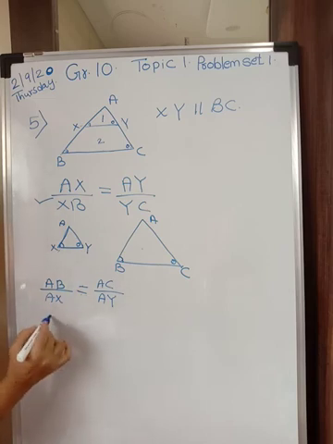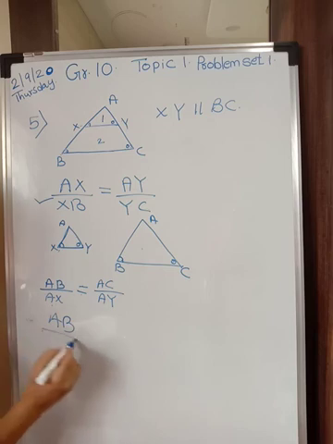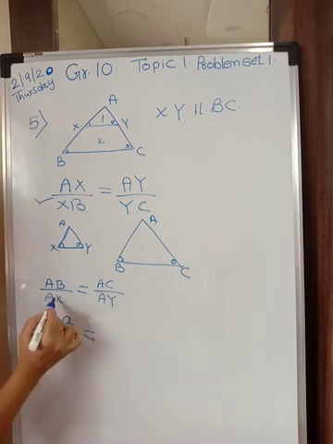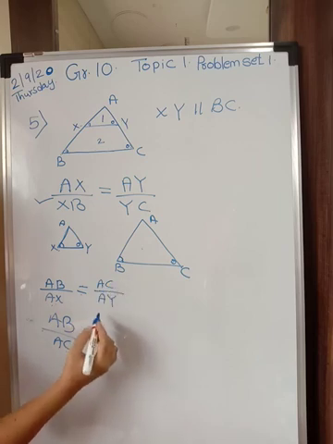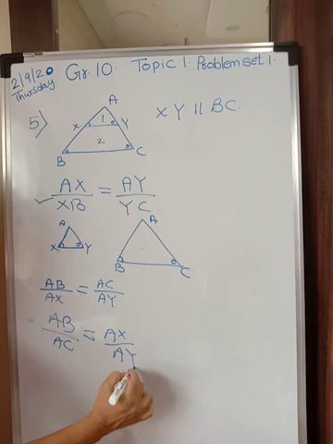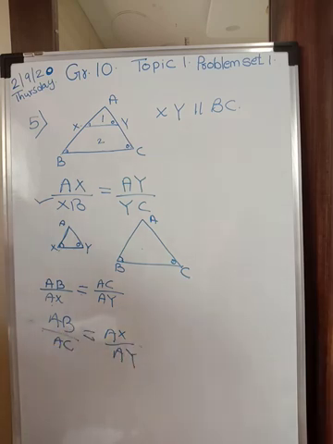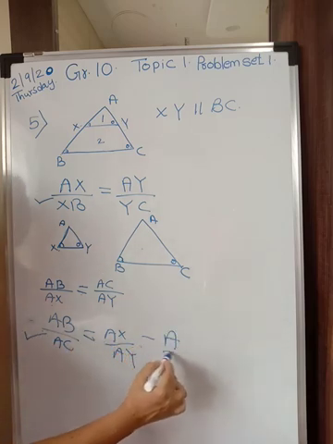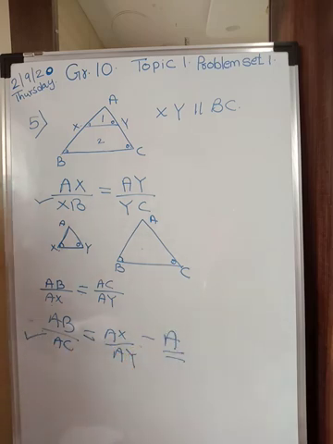Now you rearrange. AB upon, I am taking AC down, which is equal to AX. I am taking that side, so it will go as a numerator. AX upon AY. And you have this option as A, I guess. Yes, AB upon AC is equal to AX upon AY. So this is the correct option, that is A. So if it is not working with one principle, you should think on other lines.